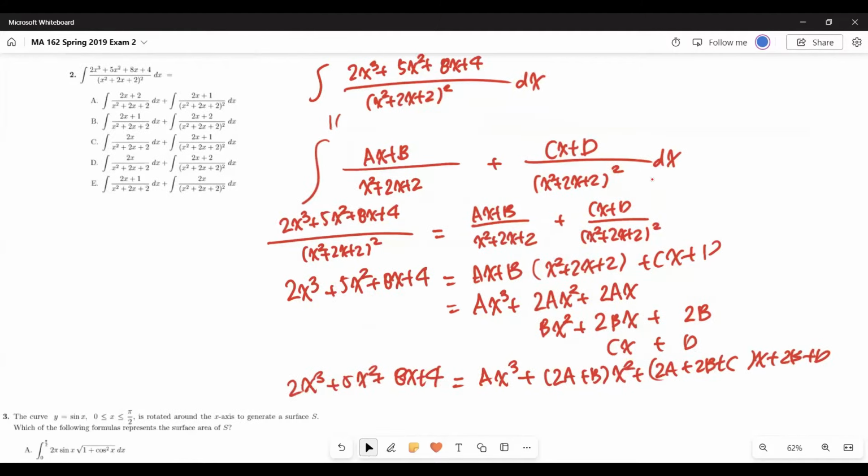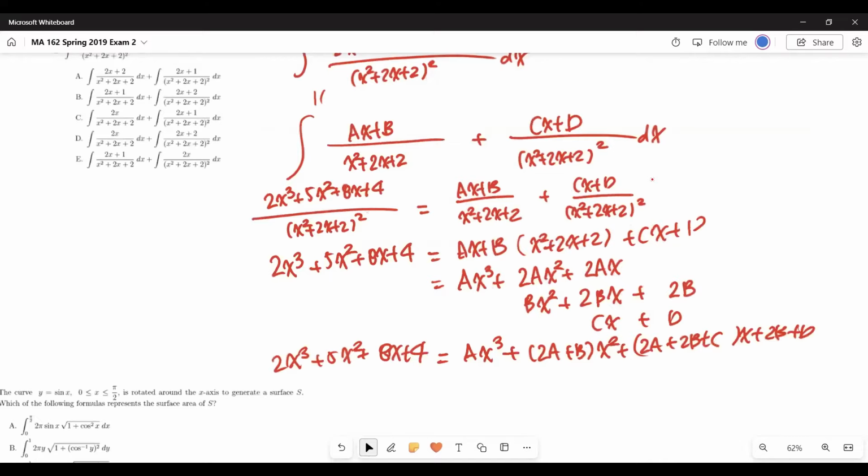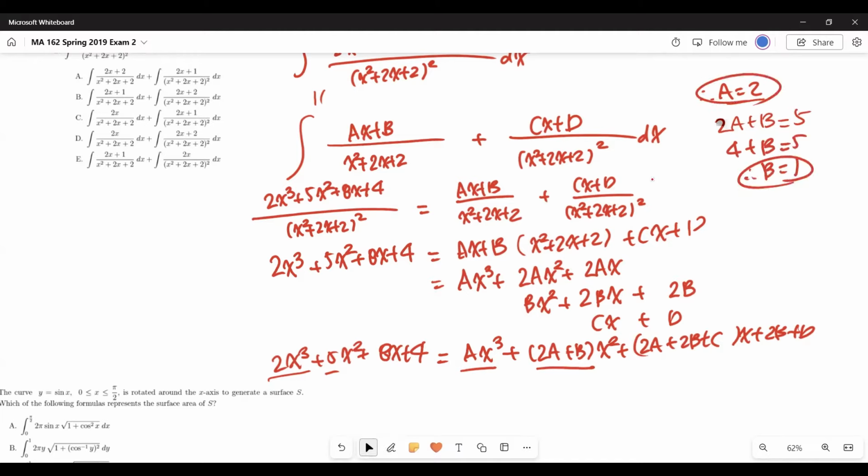Okay, so those two expressions should equal each other, so let's find all the A, B, C, D values. 2x³ and Ax³ are the same thing, so A should equal 2. And 2A + B should equal 5. So 4 + B, because we found A equals 2, equals 5, so B equals 1. We have the A and B values. And then 2A + 2B + C should equal 8, so 2A + 2B + C is equal to 8.